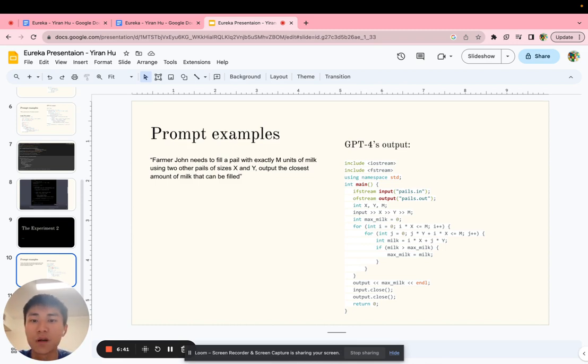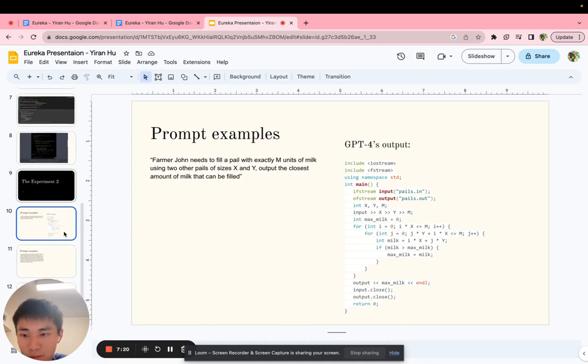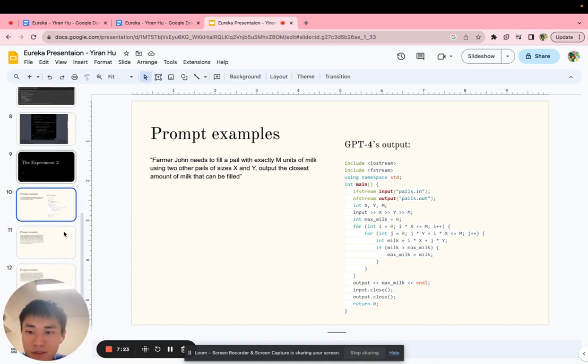Farmer John needs to fill a pail with exactly m units of milk, and he has two buckets, x and y, each with its own volume, and we output the closest amount of milk that can be filled. So for this problem, GPT-4 recognizes the leniency of its data size. So it uses a brute force solution to try all possibilities of the amount of milk and compare which is the greatest, which solves the problem completely on the first try, which is really impressive, and this is a bronze problem. So for bronze problems, the model is most likely to give the correct solution in one try.